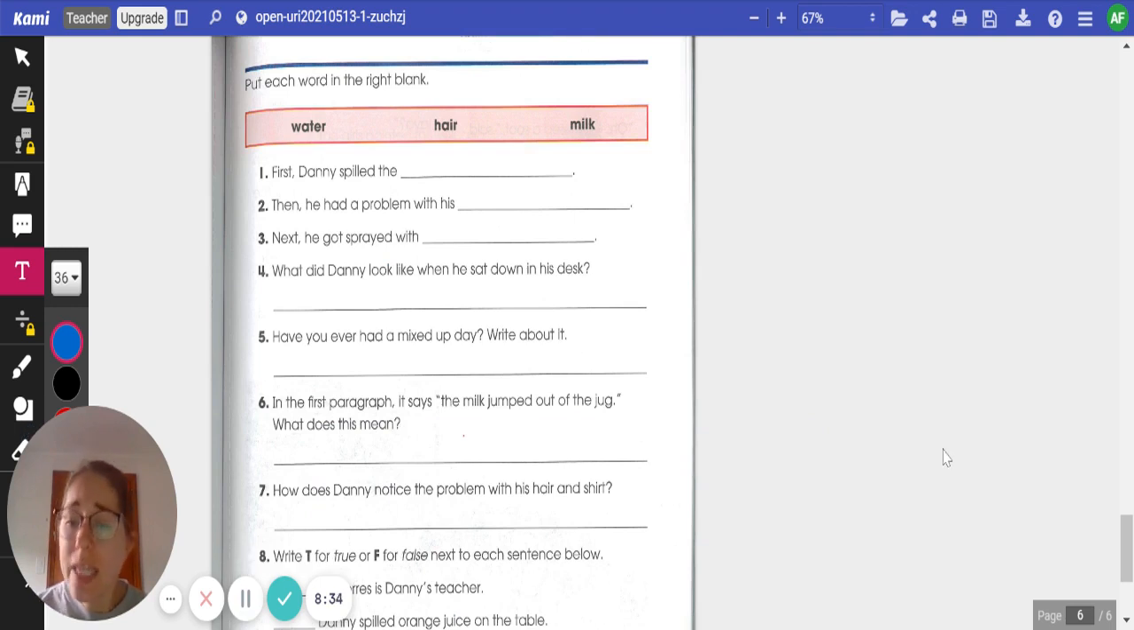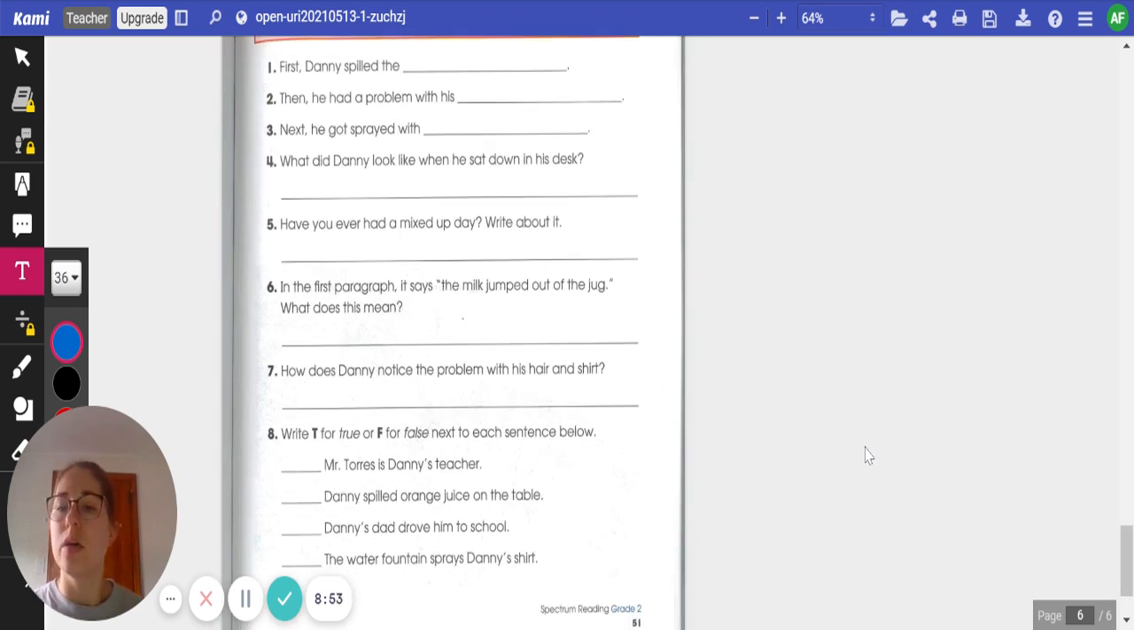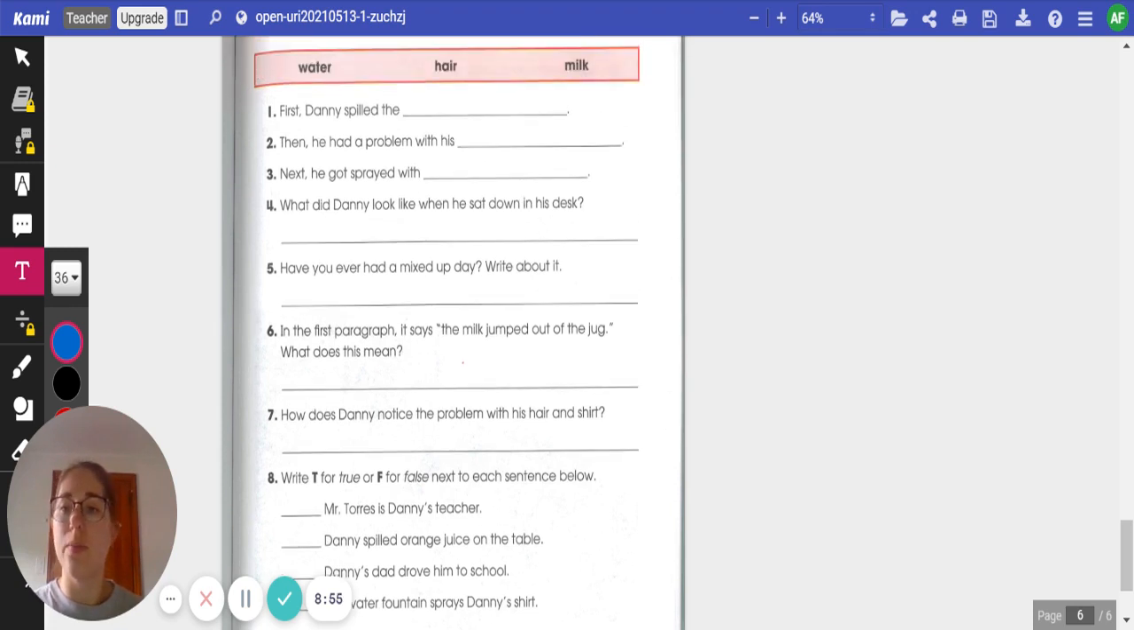Okay, so now that we have the sequencing of the story, let's talk a little bit about the plot or the story itself. So we're going to look a little bit deeper into our story. Go ahead and number your paper 1 to 8, and we will begin. Go ahead and pause the video and number your paper 1 through 8.